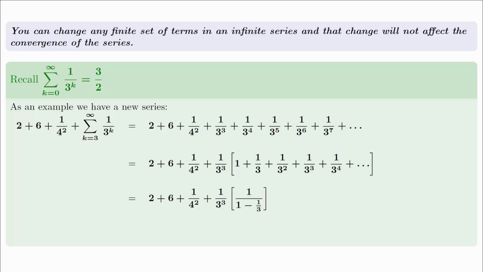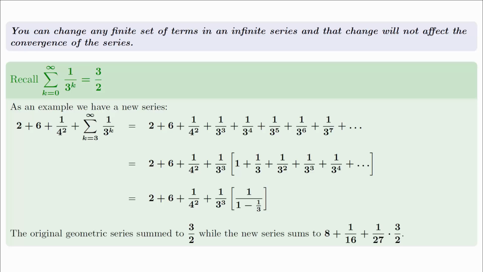The point of our principle is that even if we can't carry out a nice observation like this, we do know that the new series will either diverge or converge the same as the old series, of course to a different sum in general. In our example, the original geometric series summed to 3/2, while the new series sums to 8 plus 1/16 plus 1/27 times 3/2.